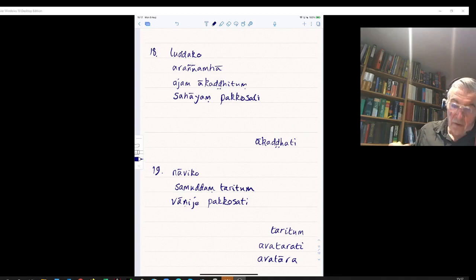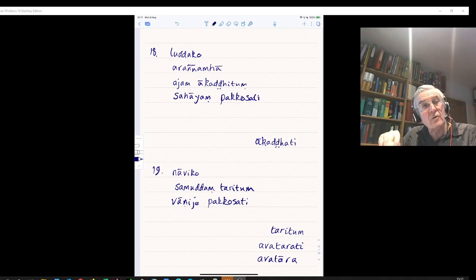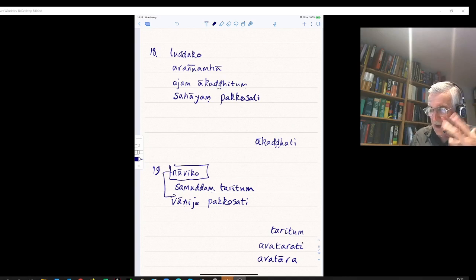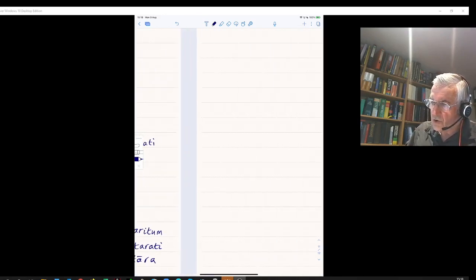Equally correct to say samuddam taritum naviko vanije pakosati. So just mark, you can put the naviko in either place. Naviko samuddam taritum vanije pakosati, or samuddam taritum naviko vanije pakosati. Equally correct. Number 20.